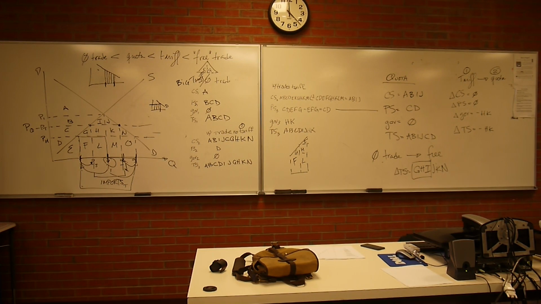Where did H and K go when we went to a quota? We still are losing G and N. We lose G and N under a tariff and a quota. Do we just lose H and K under a quota? We lose H and K under a quota. We do not under a tariff. Under a tariff, H and K is the tariff revenue. Under a quota, what is it?